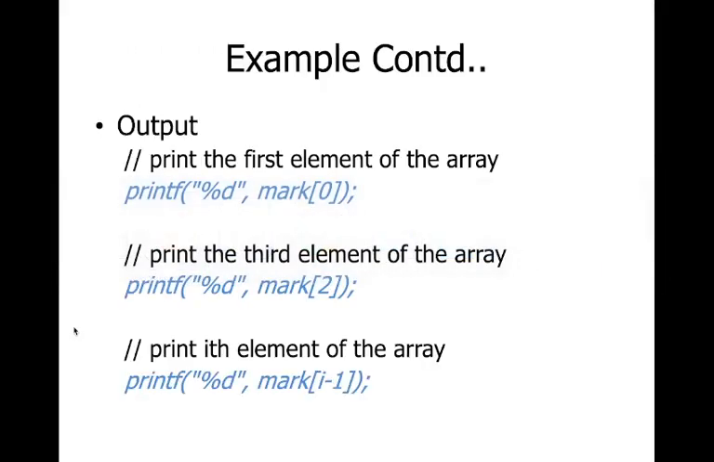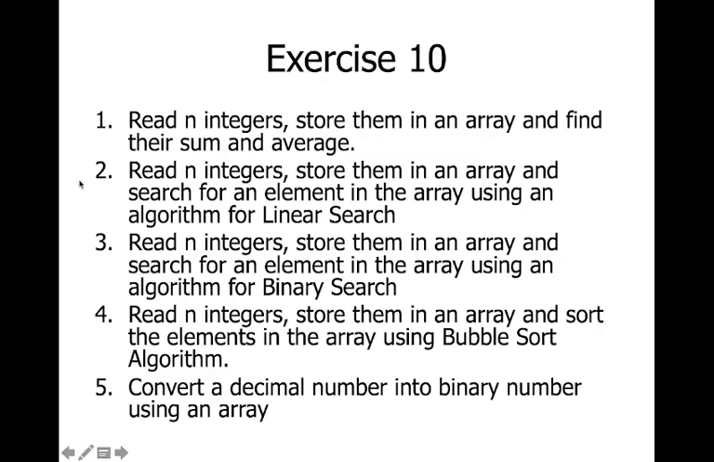Okay, now I have given a few exercises also. Only 5 programs are there. You can easily do these programs. You have already done this program when you studied the while loop, but now you have to use arrays to do this. So read n integers, store them in an array, and find their sum and average. I have already shown this in the lecture. Then read n integers, store them in an array, and search for an element in the array using the algorithm for linear search. We have already seen this program. I have already explained this linear search algorithm. So you have to do the same program here.